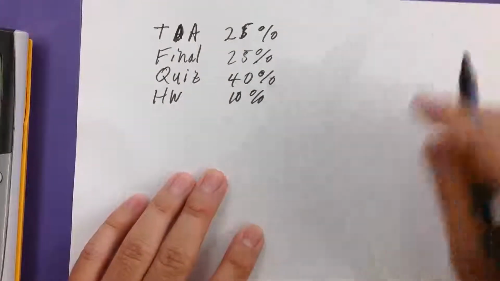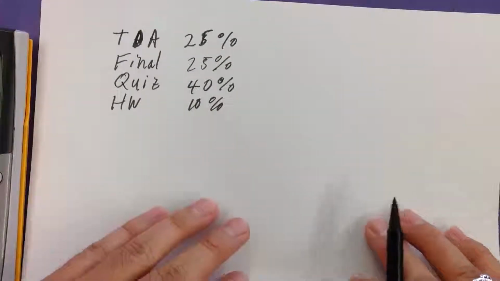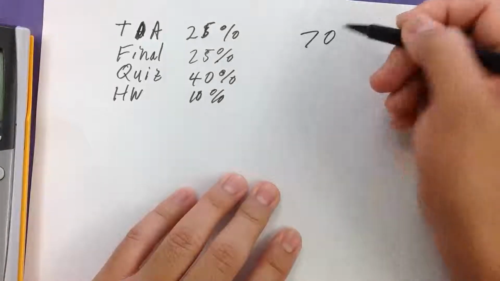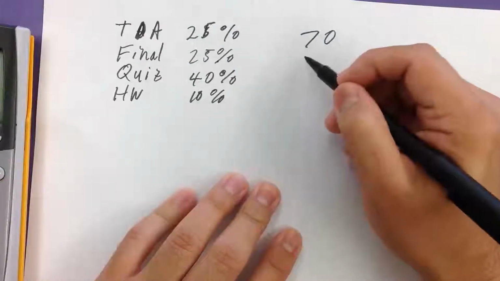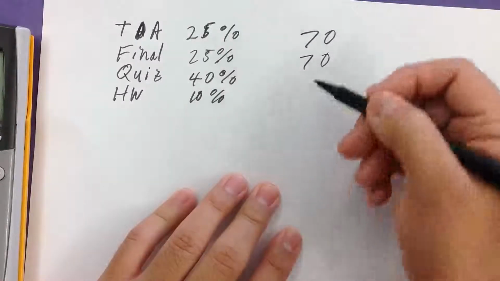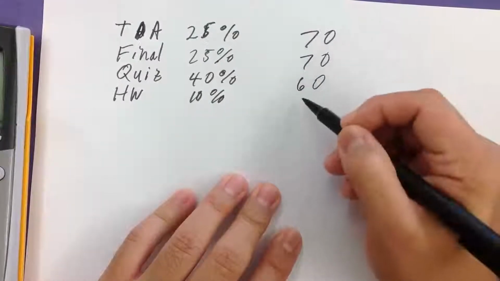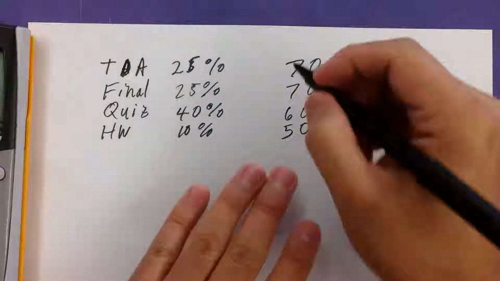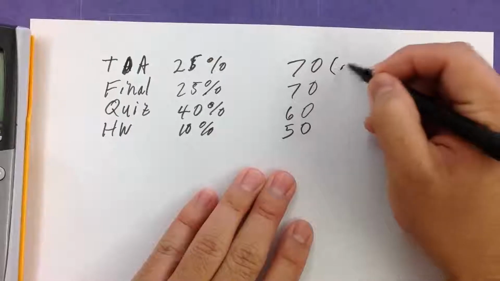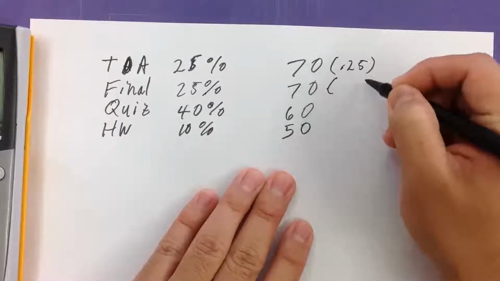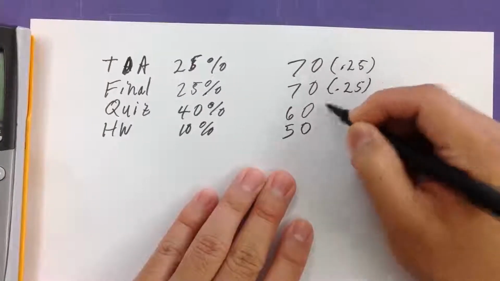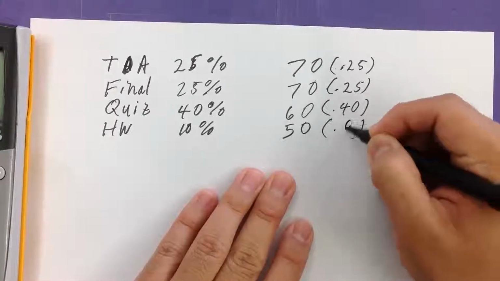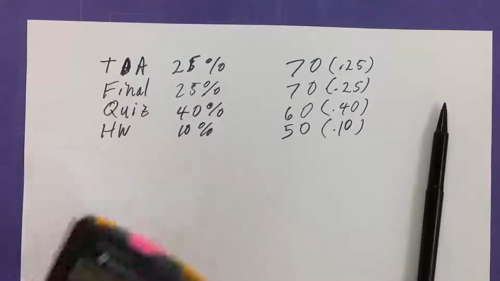So say for instance you have a bunch of grades for a student. The student has a 70 on the test average. Finally, he scored a 70 miraculously. On his quiz he has a 60, and on the homework he hasn't been doing any homework, so he got a 50. So we want to find out what his grade is. Multiply by 0.25, multiply that by 0.25, then multiply this by 0.40, and then finally 0.10. I've had students like this.